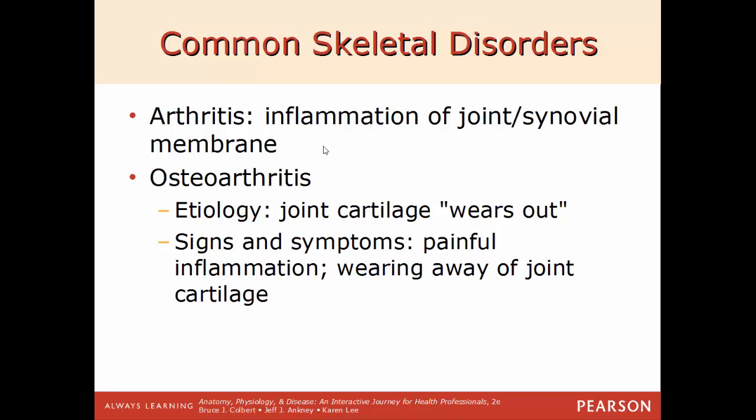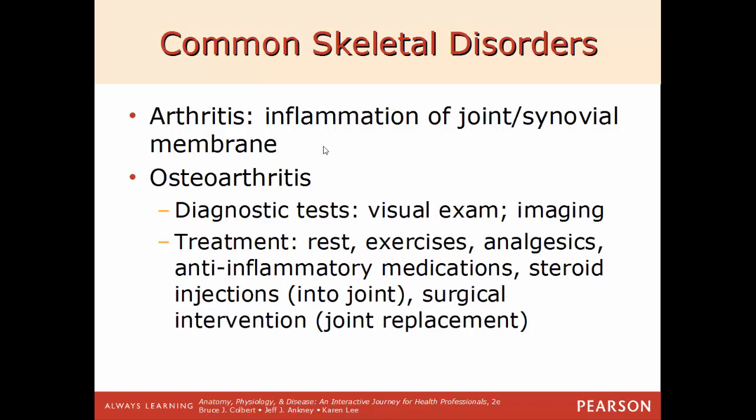The first one, arthritis, is the inflammation of a joint or of a synovial membrane. Osteoarthritis is a common one. Etiology is the joint cartilage. It basically will wear out through repetitive trauma or just natural aging. Common signs and symptoms: painful inflammation, and the wearing away of the cartilage in between the two bones that form the joint. The way you would test for osteoarthritis diagnostically: visual exam, imaging. Common ways to treat osteoarthritis: rest, exercises, pain relievers, analgesics, anti-inflammatory meds, steroid injections if needed, surgical intervention if needed, such as a joint replacement.